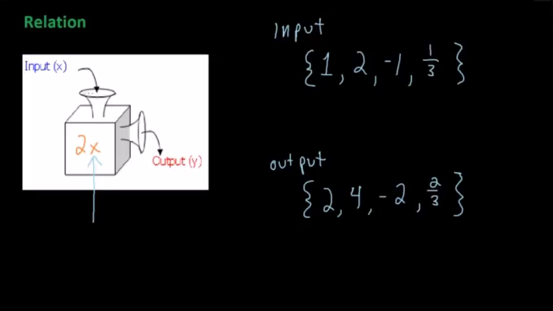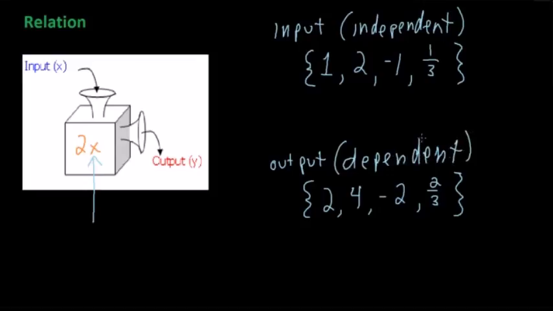So relations are some kind of algebraic rule that lets us generate a set of outputs when we choose certain inputs. That's why we call the inputs the independent variable, because we're independent to choose it. We're free to choose it. But the output is the dependent variable because it depends on the rule. And this whole setup here is called a relation. How do these inputs and outputs relate to each other?